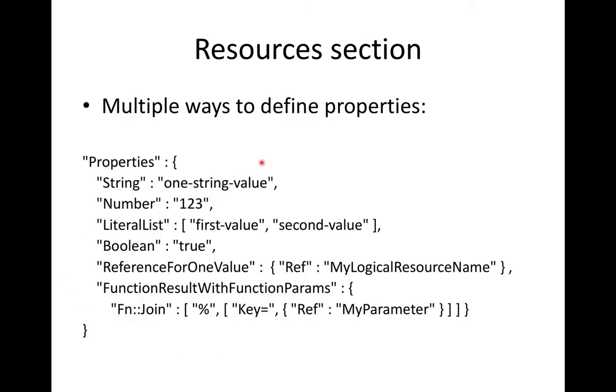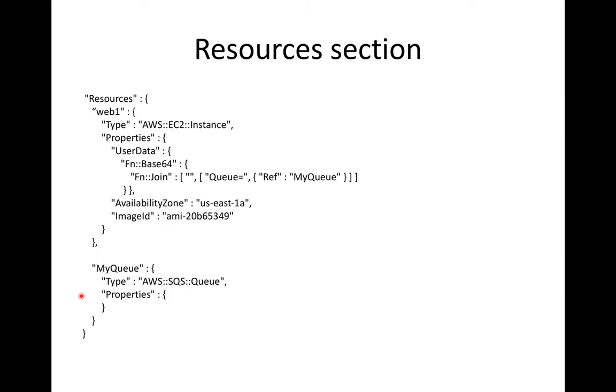There are multiple ways that we define properties for a resource. We can use string values, we can use numbers, we can use lists. Of course, we can use booleans, we can use parameter references. You've seen a couple examples of parameter references. And we can also use functions. You've seen some examples of functions as well.